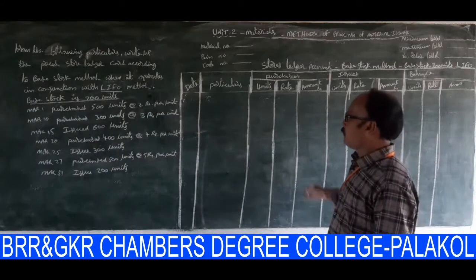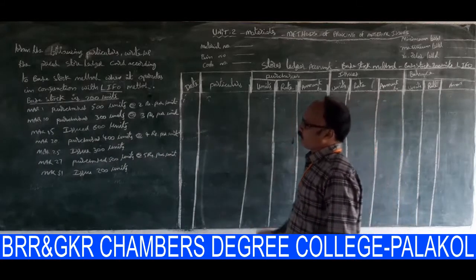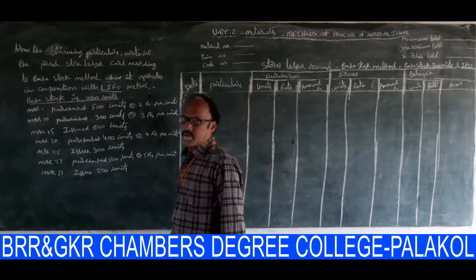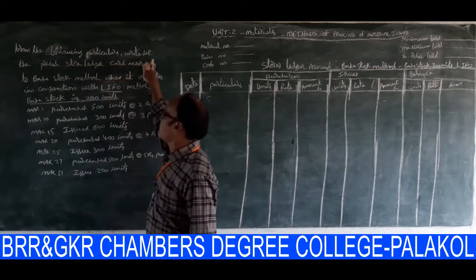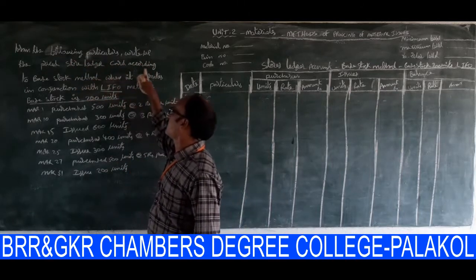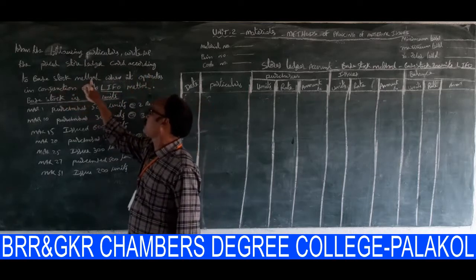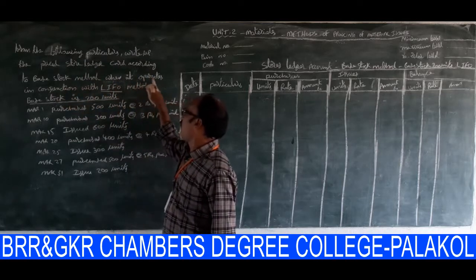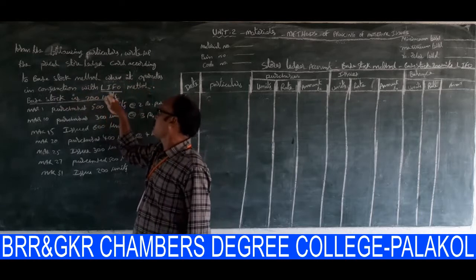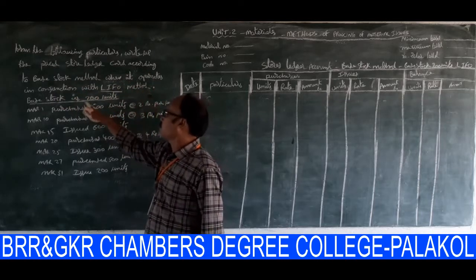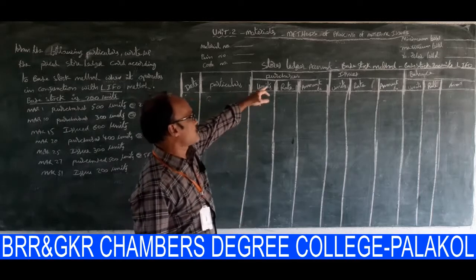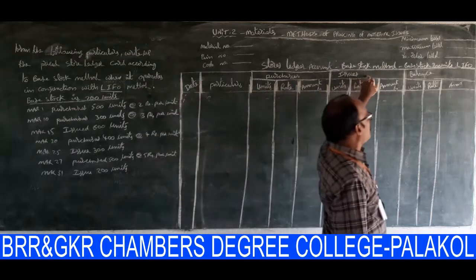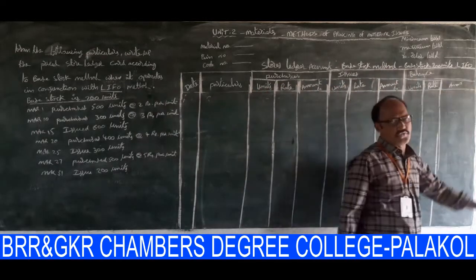Okay. This is another model in base stock method. Right. Look at the problem. From the following particulars, write up the priced stores ledger card according to base stock method when it operates in conjunction with LIFO method. Base stock is 200 units. Okay. Stores ledger account, base stock method, base stock 200 units, LIFO.